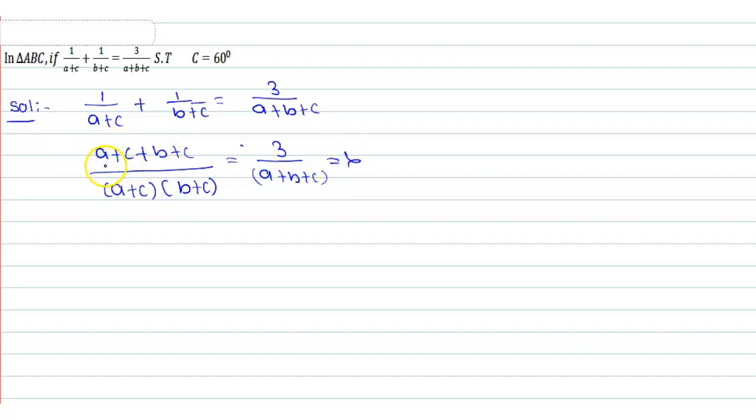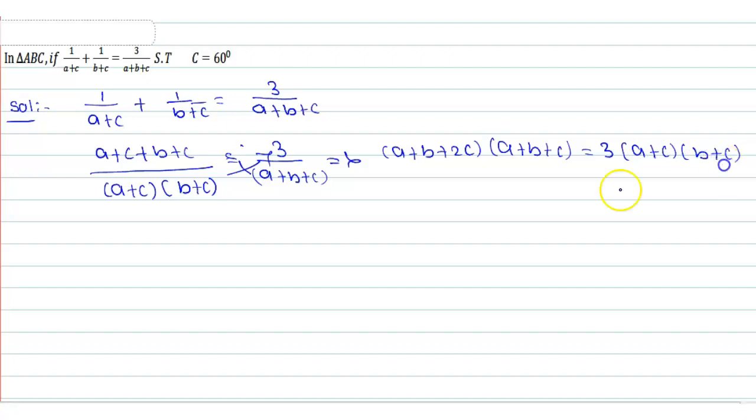If you take cross multiplication here, a plus b plus 2c is there on the left side. So (a plus b plus 2c) into the cross-multiplied part (a plus b plus c). In the sense, this function will come this side, and this function will go to the other side. So this is equal to 3 times (a plus c)(b plus c). Okay now, multiply.